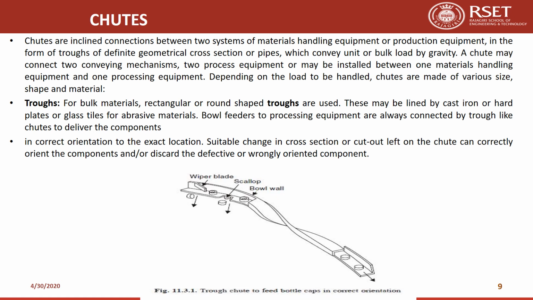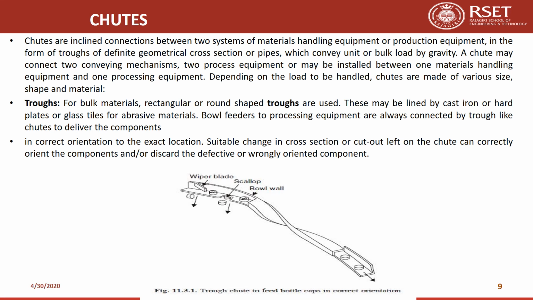The first type of chute is the trough. For bulk material, rectangular or round shaped troughs are used. These may be lined by cast iron or hard plates or glass tiles for abrasive material. Bowl feeders to processing equipment are always connected by trough-like chutes to deliver components in correct orientation to the exact location. A suitable change in cross-section or a cutout left on the chute can correctly orient the components or discard the defective or wrongly oriented component.